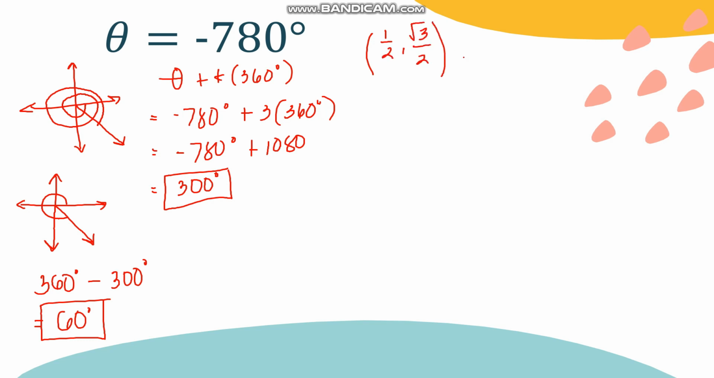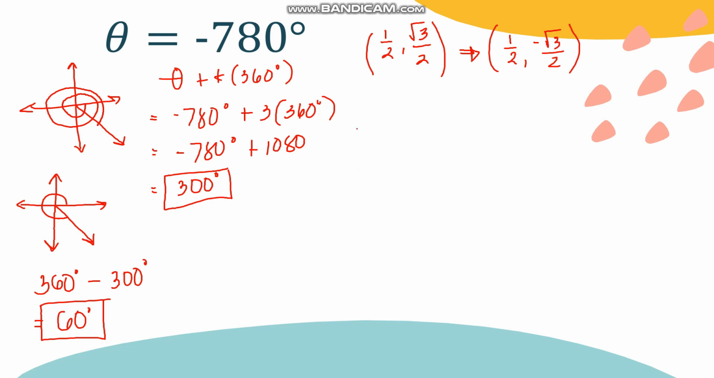But remember, negative 780 degrees is in the fourth quadrant. Therefore, we have to change the sign of the y-coordinate. So x is still positive. The y-coordinate is negative square root of 3 over 2. And this is now the value that we will use.